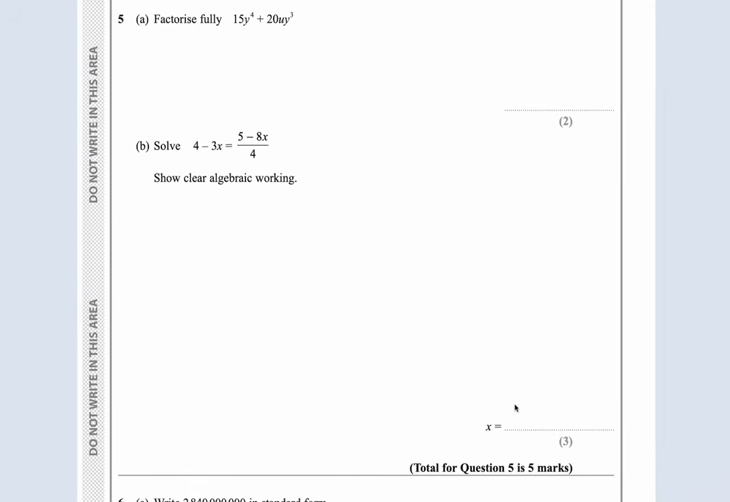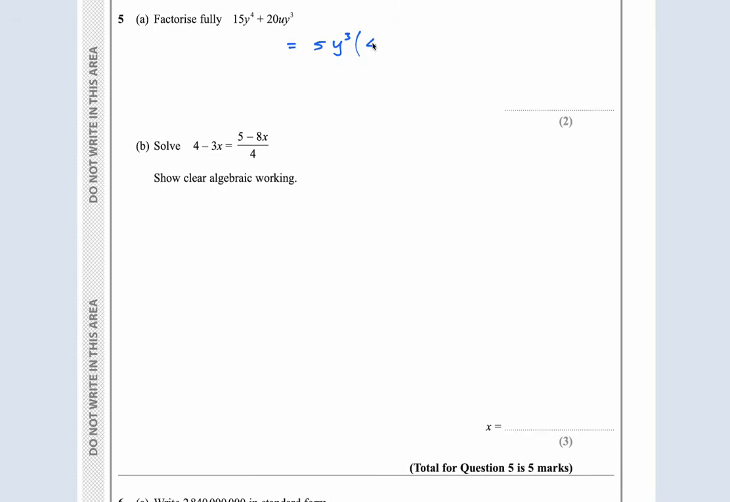Question 5. Factorize fully. Okay, so we need to take out the common factors. So the number will be 5. I'll take out a 5. And, sorry, I'm going to take out a y cubed, because there's a y cubed here and there's a y cubed here. There's no u. Open bracket. What do I need to multiply now to get this?